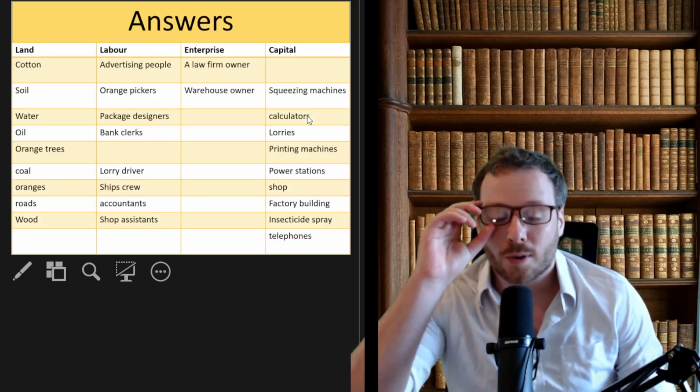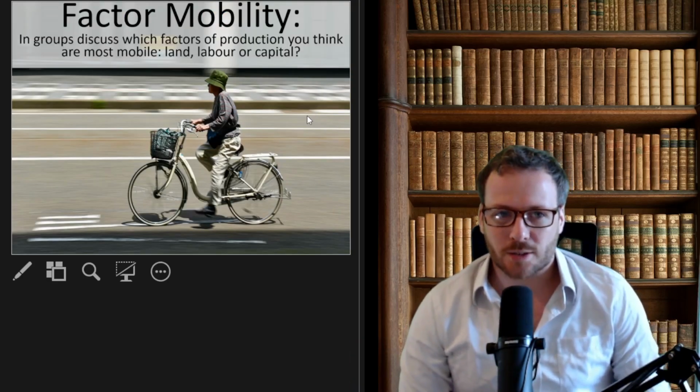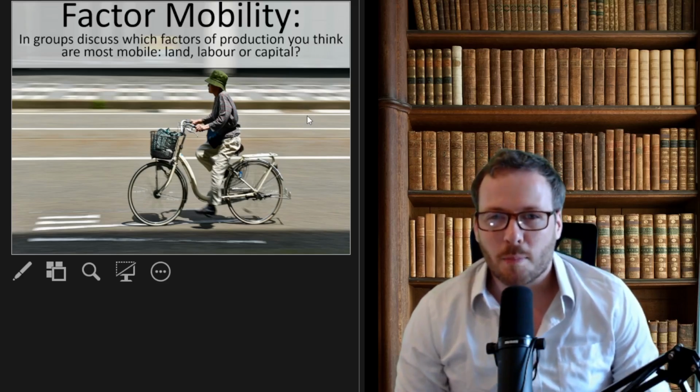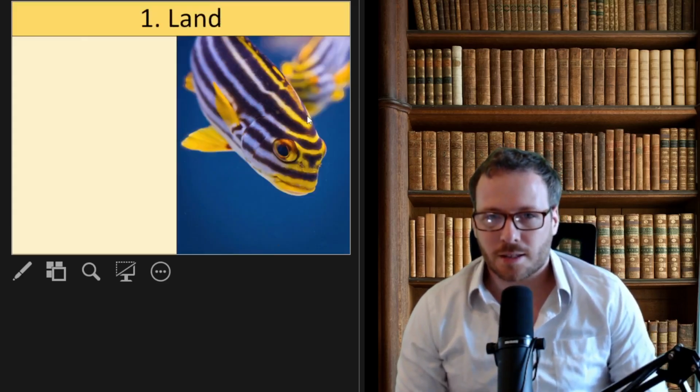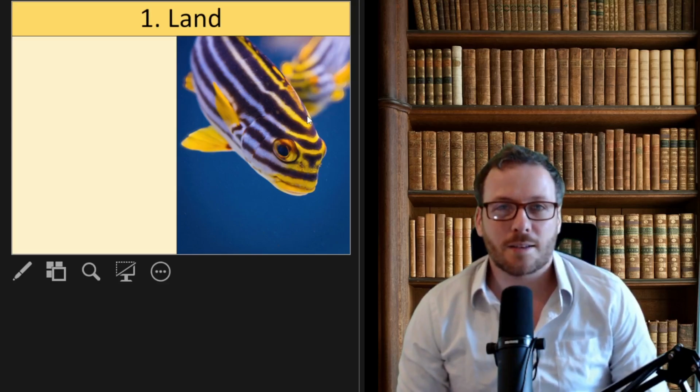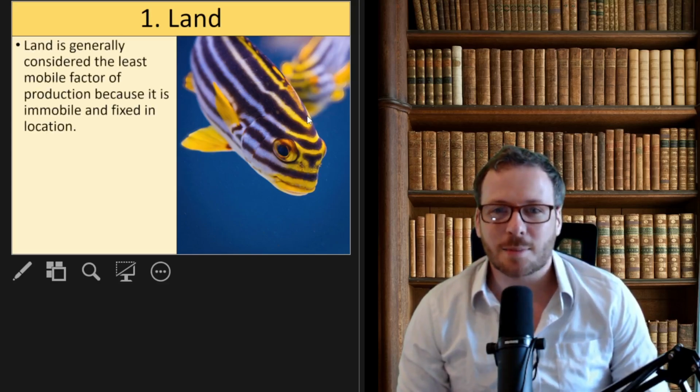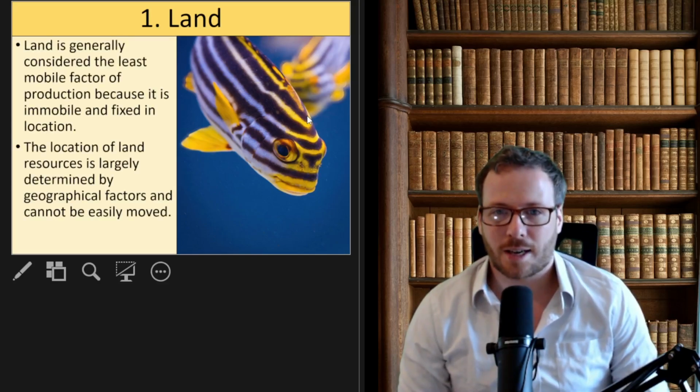Right, moving forward. Factor mobility. Which factors are most mobile? Let's start with land. Do you think we can pick up a piece of land and move it? Pretty darn difficult, isn't it? Land is the least mobile of all these things, okay?